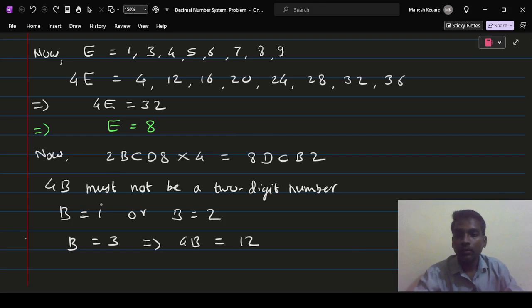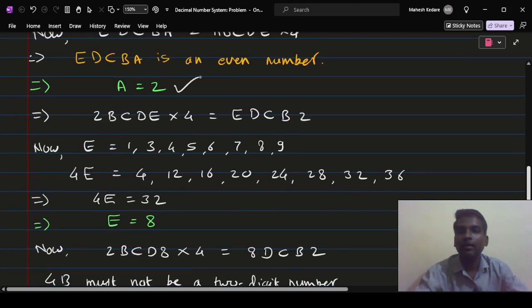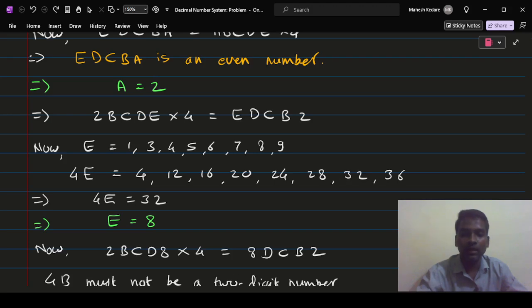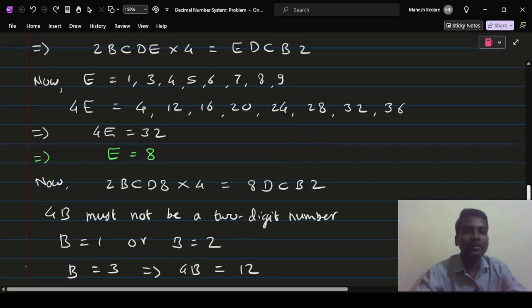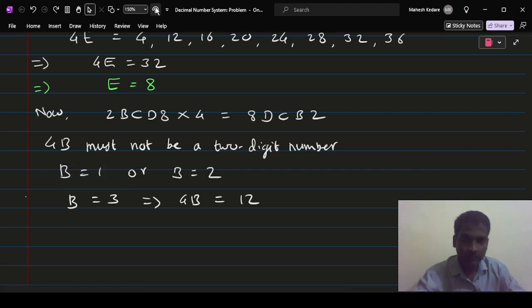So B is restricted only to two possible values, 1 and 2, but value 2 is already assumed by the symbol A. A has already taken the value 2, and we know that all digits are different. So when A is already 2, B cannot also be 2. So the only choice for B is 1.